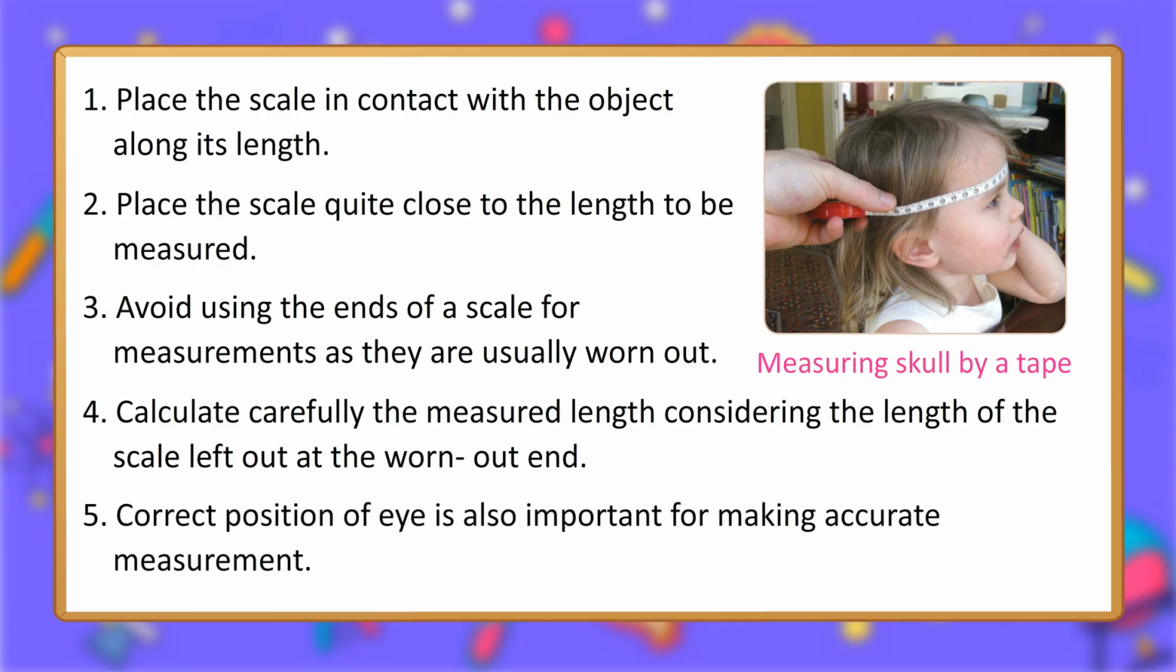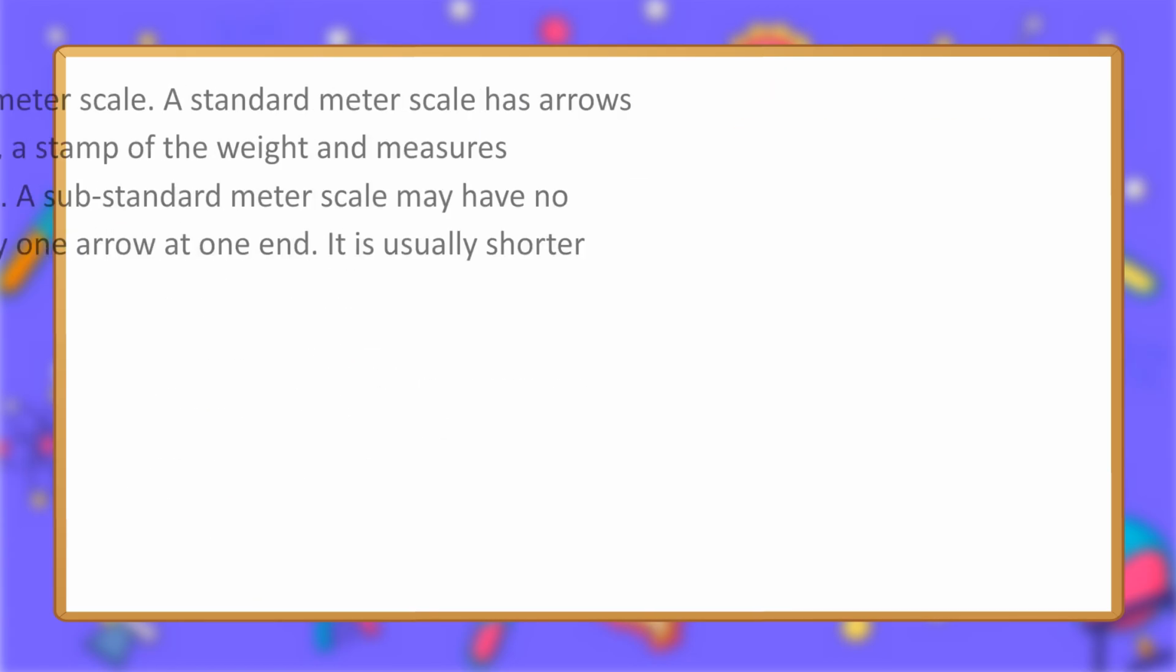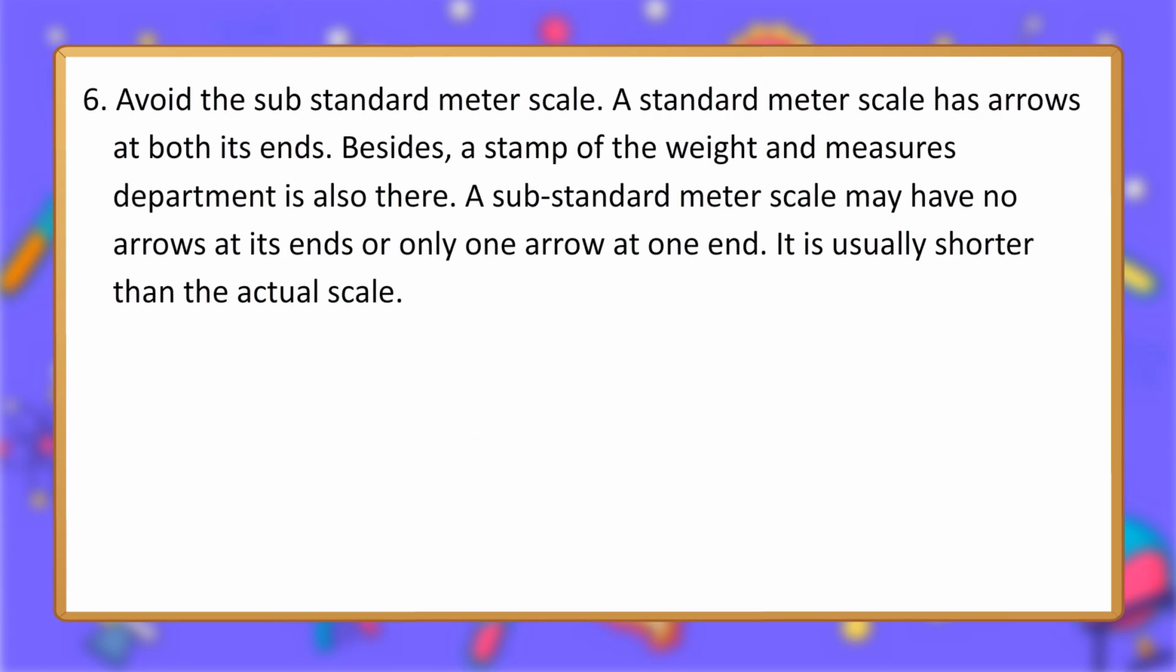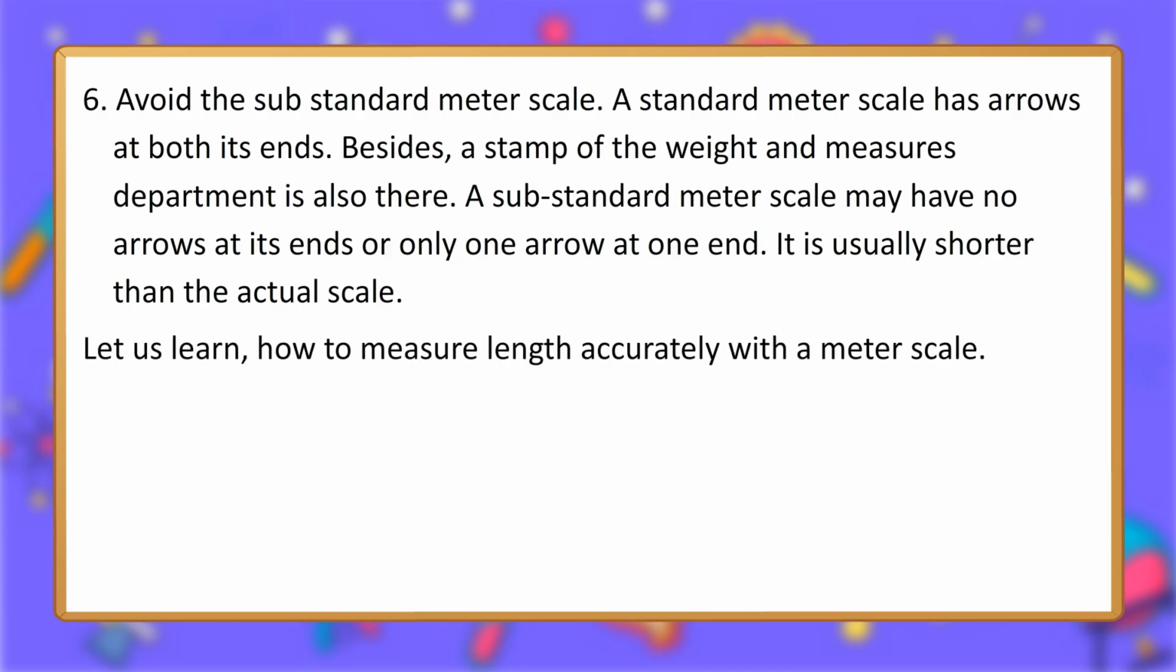5. Correct position of eye is also important for making accurate measurement. 6. Avoid the substandard meter scale. A standard meter scale has arrows at both its ends. Besides, a stamp of the weight and measures department is also there. A substandard meter scale may have no arrows at its ends or only one arrow at one end. It is usually shorter than the actual scale.